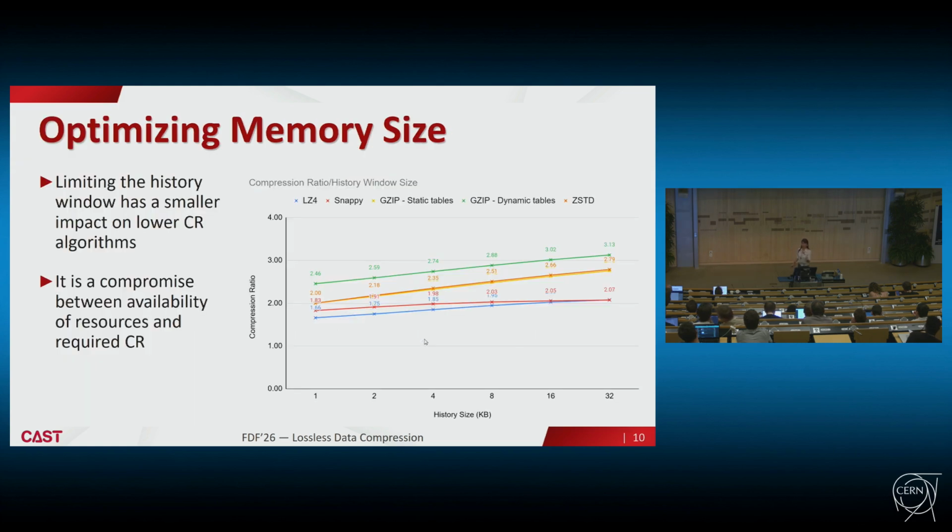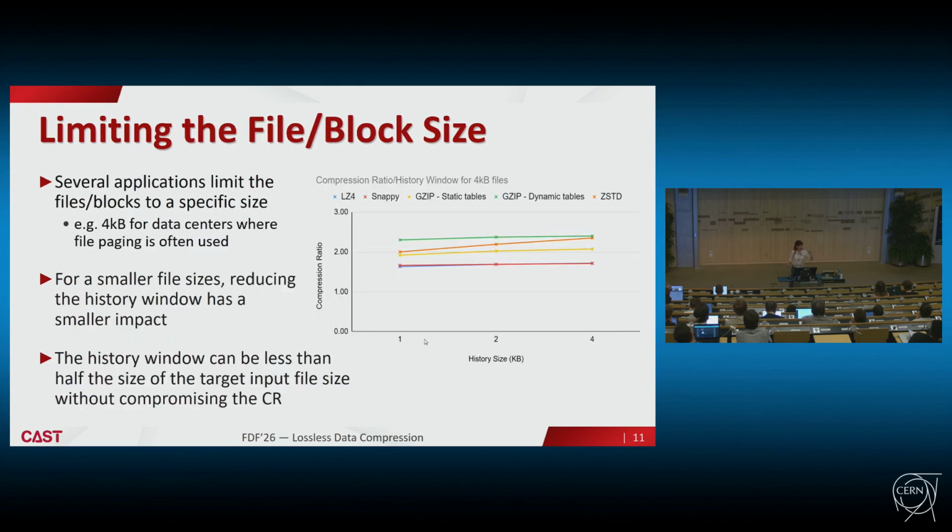So here's what we did. We did the exact same study, changing the history window from 1 kilobyte to 32 kilobytes. And you can see the impact on all these algorithms. The impact is, of course, smaller in the lower compression ratio algorithms such as LZ4 and Snappy. And you can see that GZIP starts at 2.4 and ends at 3.1. Okay, so this is the range for 1 kilobyte. Of course, the history window can even become smaller, depending on the application. This is just an example to give you a range.